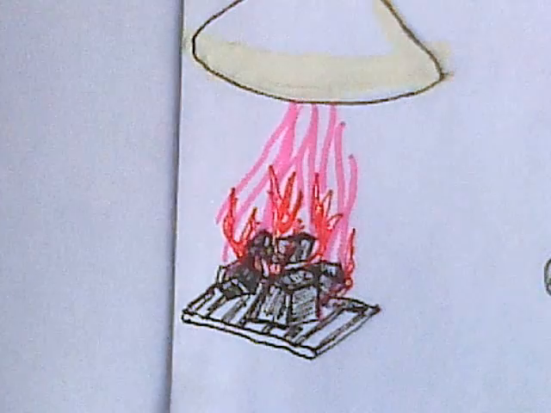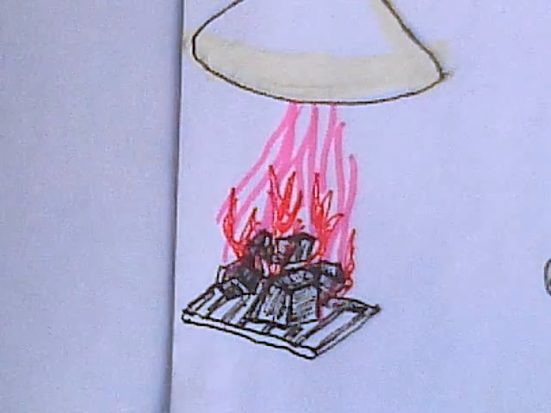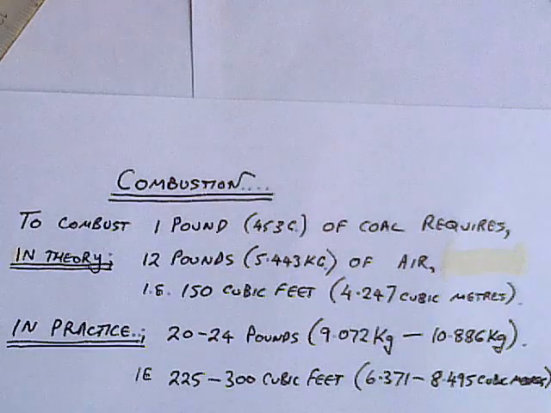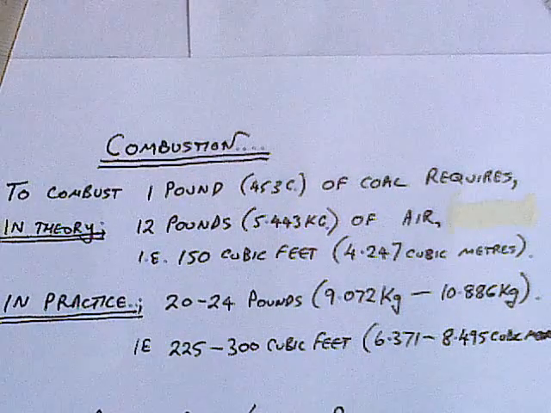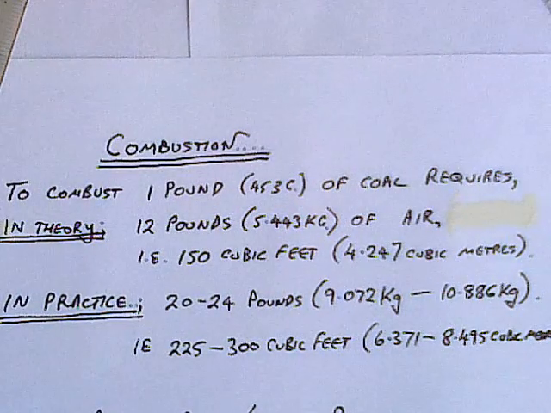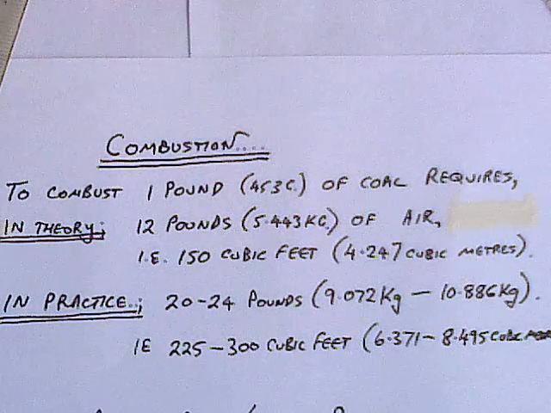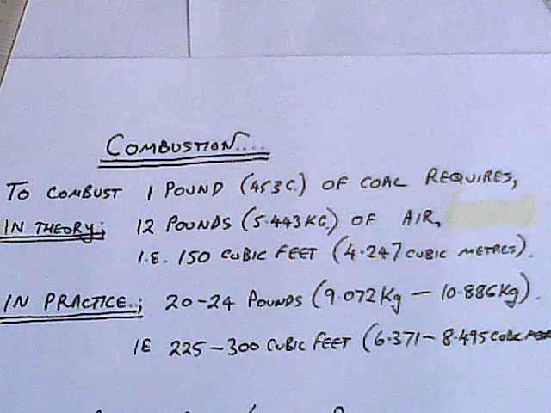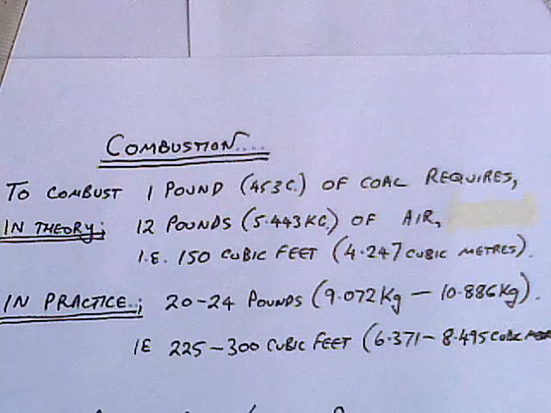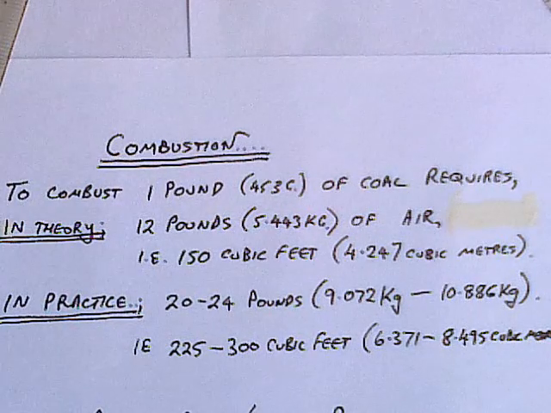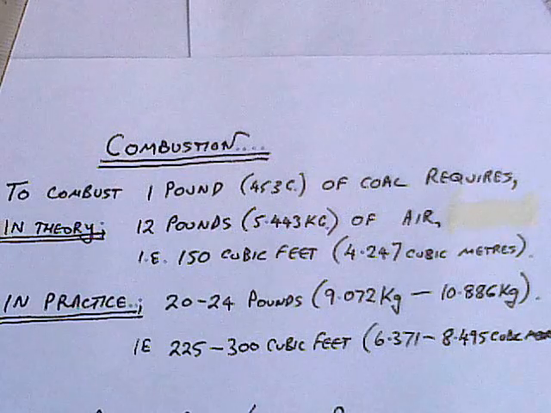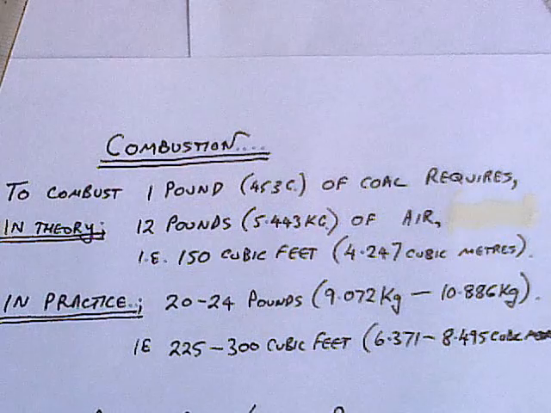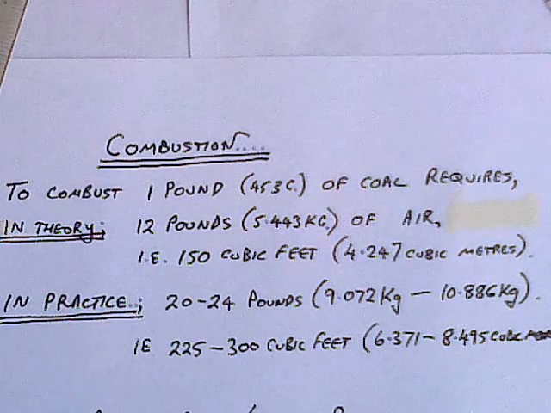Still on the subject of clean coal, I'm sure you know that to get the energy out of the coal, you have to combust it. You have to oxidise it. You have to burn it in the air. Now, to combust 1 pound of coal, or 453 grams, requires, in theory, 12 pounds, or 5.443 kilograms of air, i.e. 150 cubic feet, or 4.247 cubic metres. However, that's theoretical. In practice, it takes 20 to 24 pounds of air, or 9.072 to 10.886 kilograms, i.e. 225 to 300 cubic feet, or 6.371 to 8.495 cubic metres.